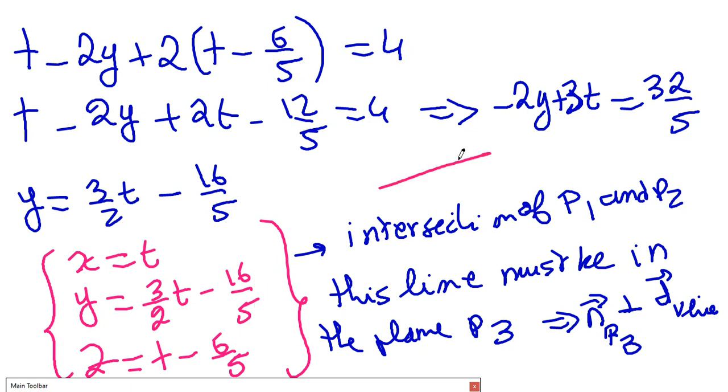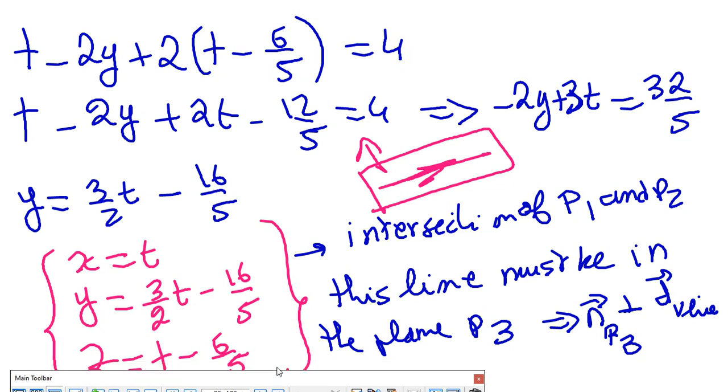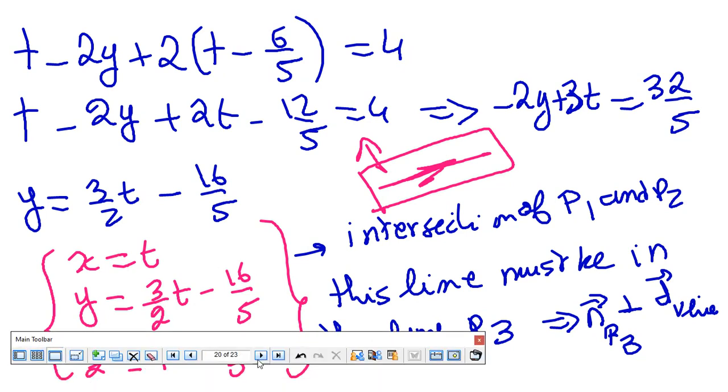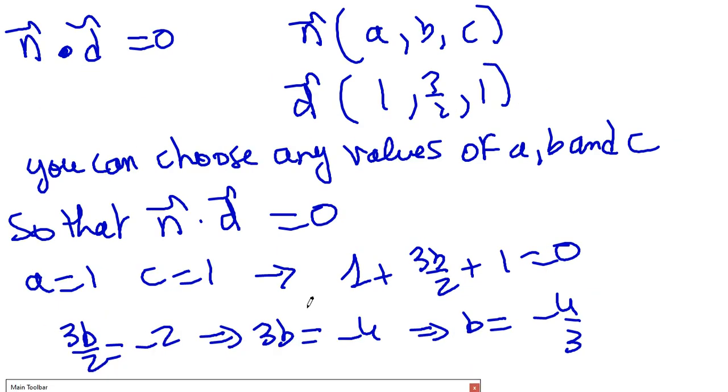What does it mean that the line is in the plane? It means the vector director of this line and the normal of the plane are perpendicular. It means here I need to do n dot the vector director is equal to 0. So now I have the vector director of this line. It's 1, 3 over 2, 1. And the normal of the plane that I don't know, it's A, B, C. You can choose any values of A, B, and C so that n dot d is equal to 0.